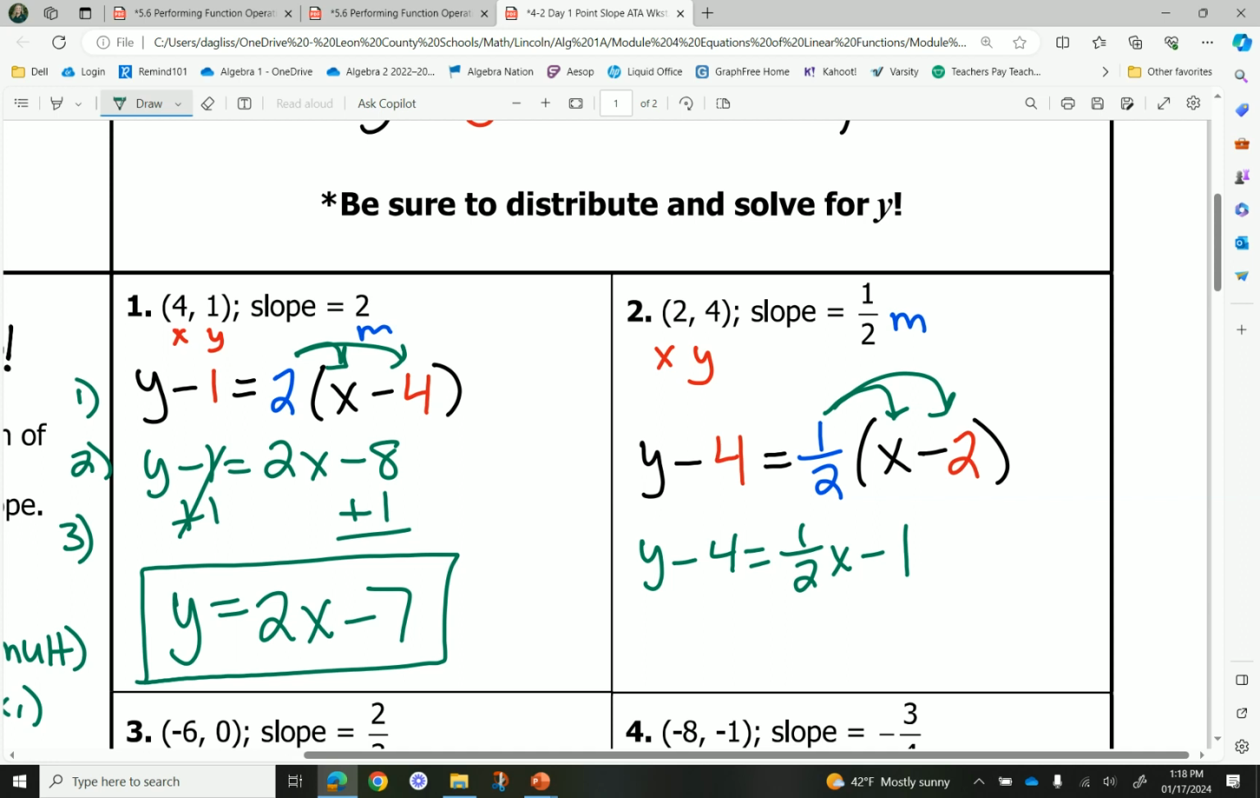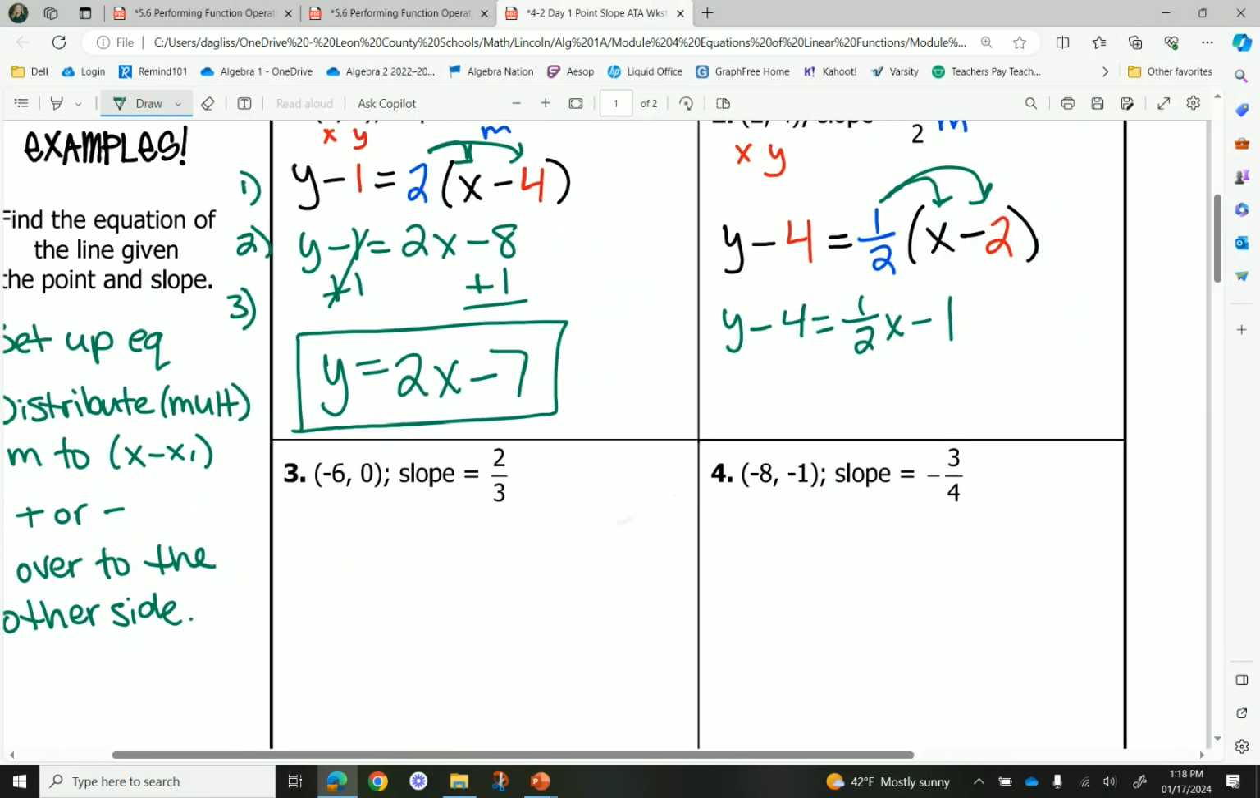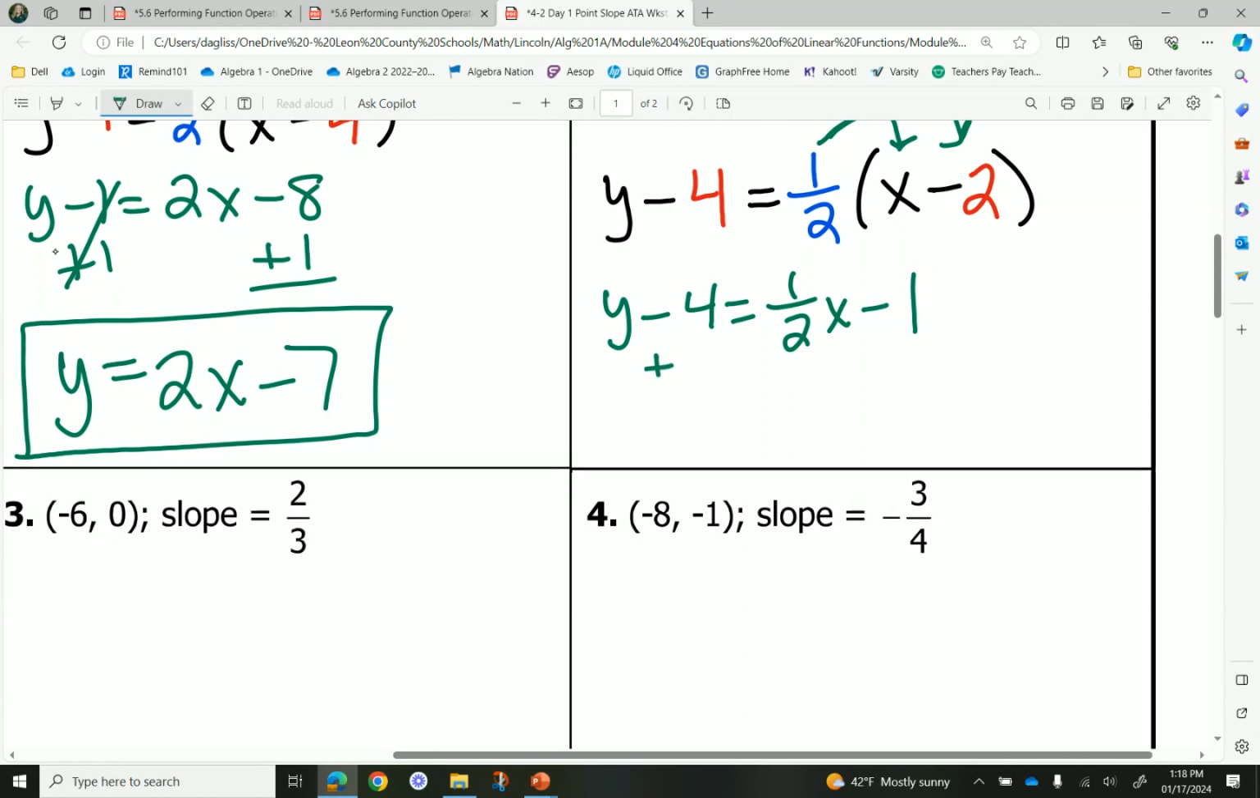All right, and what is step 3? What does step 3 say? Plus or minus y over to the other side. Add or subtract. There we go. Add. I'm going to add 4 to what? To the negative 1. You get 3. So my equation is y equals, what's before that though? Oh, 1/2 x. There you go, and then plus 3.